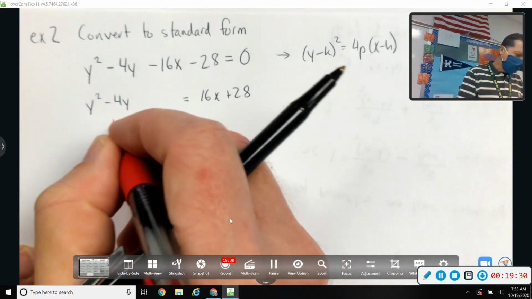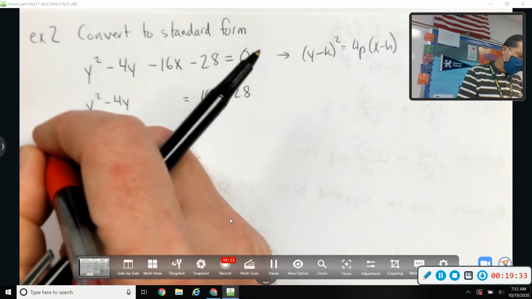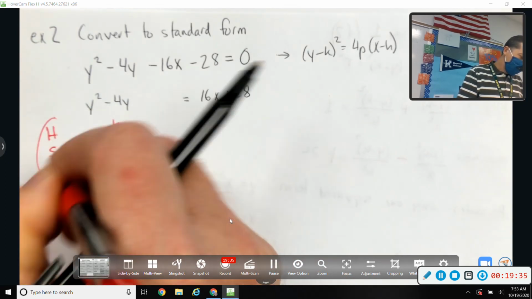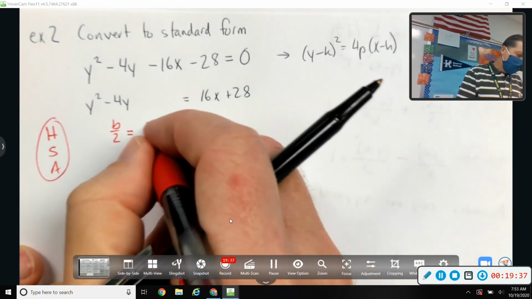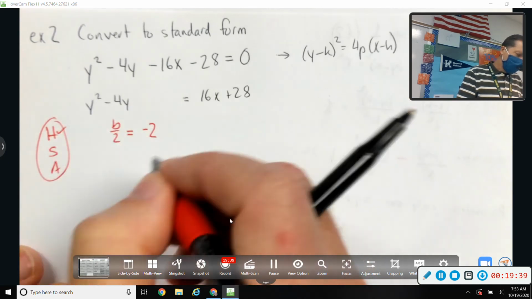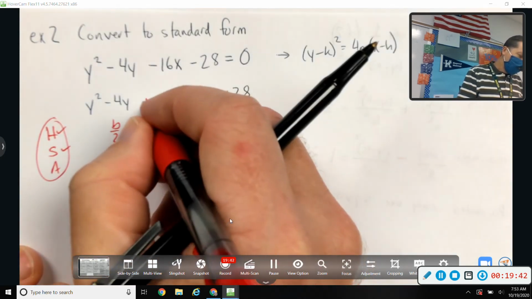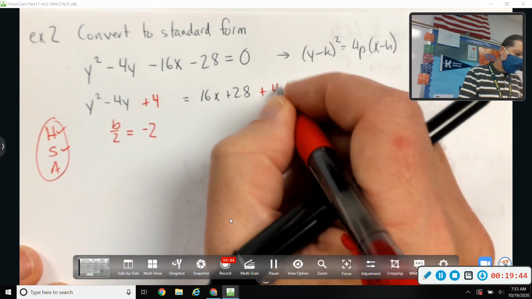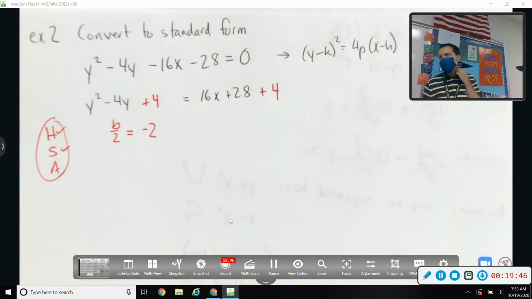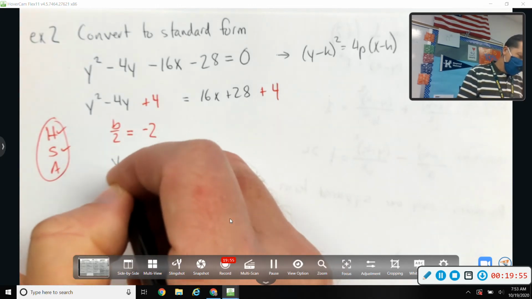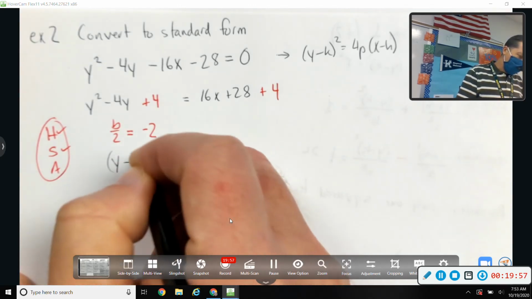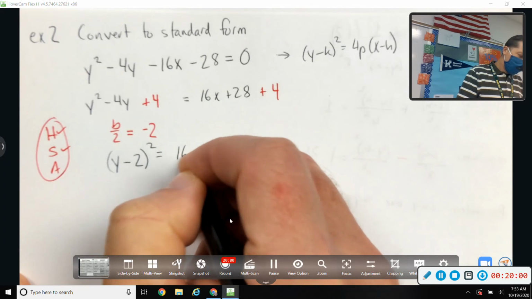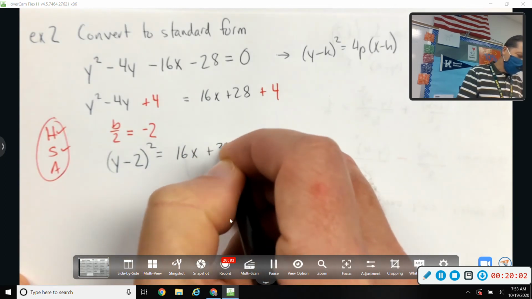But from here it's similar. Half it, square it, add it. So half of negative 4 is negative 2. Square it, we get 4. So I'll need to add 4 to both sides. At the end of this unit, you're going to be experts at completing the square. Maybe you already are. Hopefully you already are. So y minus 2 squared equals 16x plus 32.